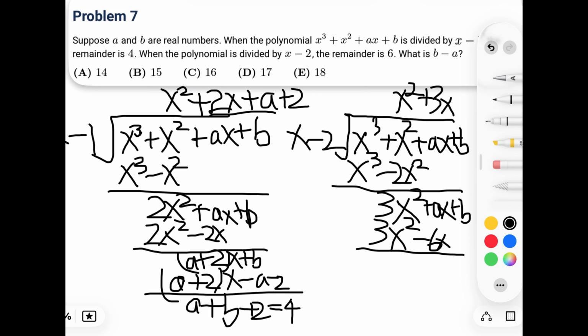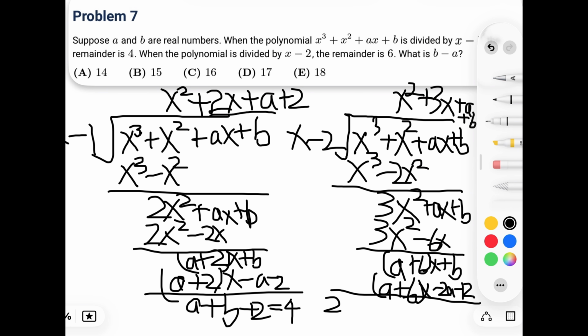The space is a little small here. And then here we have plus a plus 6. And then subtracting, we have that 2a plus b plus 12 is equal to 6.